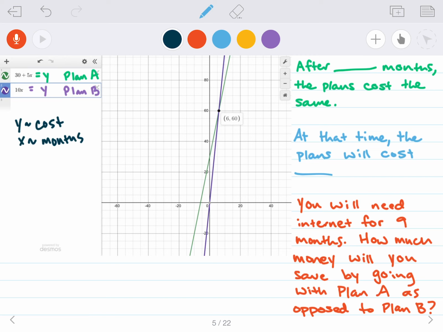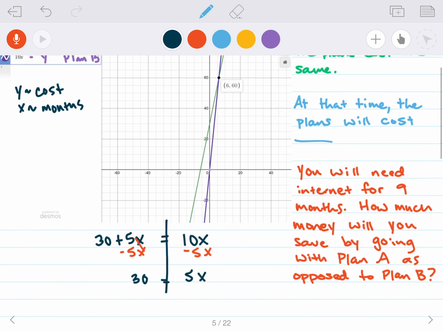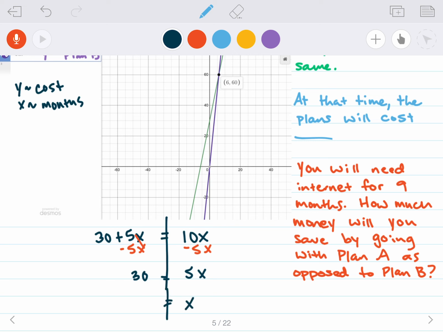So what I can do here is ask, when are the plans going to cost the same? Well, I can just set the respective costs equal to each other. I'm going to set the cost of plan A, which is 30 plus 5x, equal to the cost of plan B, which is 10x, and solve for x. To do that, I can group the x's on one side by first subtracting 5x on both sides. And I get 30 on the left side equals 5x on the right side. Then I can divide both sides by 5 to get x alone. So when I divide both sides by 5, I get x equals 6.